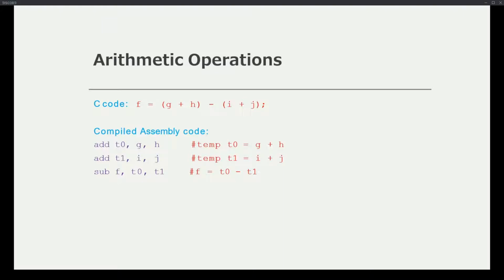The first really basic instructions are add and subtract. Taking the C code where f equals g plus h minus i plus j, we can simply add g and h into the temporary register T0. We can then add i and j into T1, and then we can subtract T1 from T0 and put that into f.